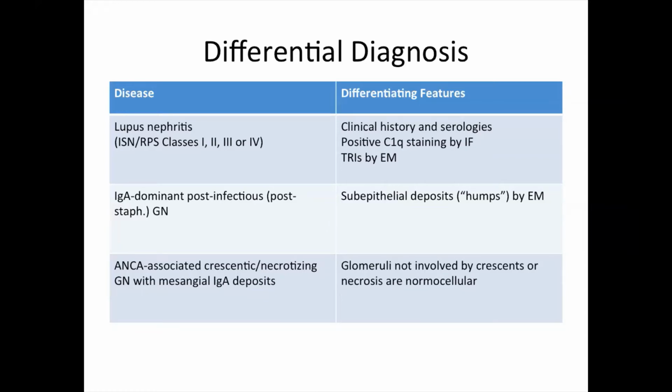the normal glomeruli, those that don't have crescents, will look absolutely normal. They won't have mesangial hypercellularity; they look very, very normal. So we have glomeruli that are diseased that have crescents, and we have glomeruli that look normal, whereas in IgA nephropathy we have glomeruli with crescents and other glomeruli with mesangial hypercellularity.